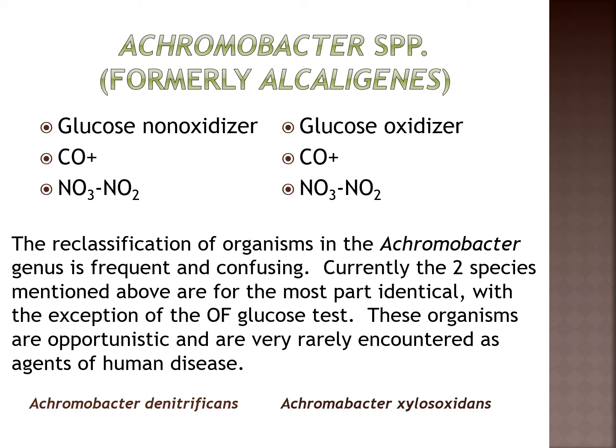Here we have two different types of Achromobacter species that we're going to talk about today. Achromobacter denitrificans and Achromobacter xylosoxidans are the two species I want to talk about. Pretty much these two species are identical with the exception of the OF glucose test. You can see that one is a non-oxidizer and one is an oxidizer, but they are both cytochrome oxidase positive and they both reduce nitrates to nitrites.